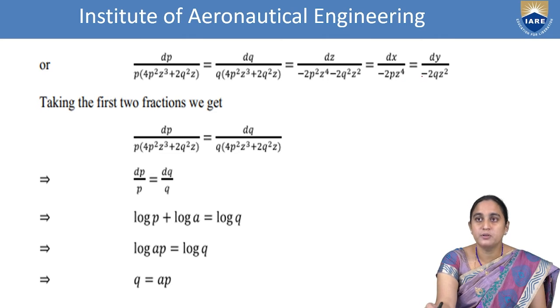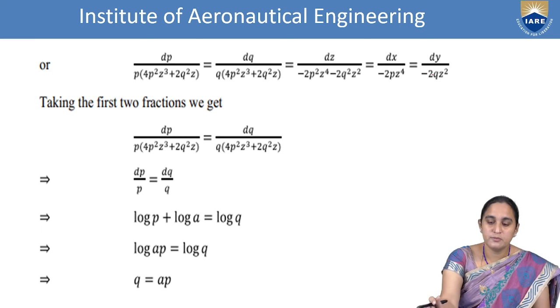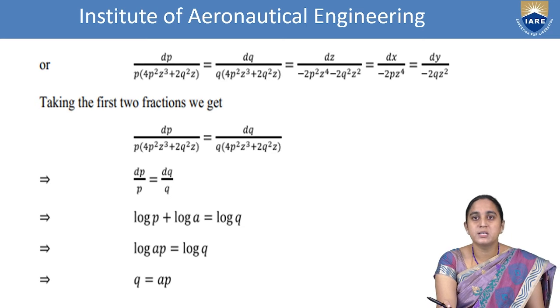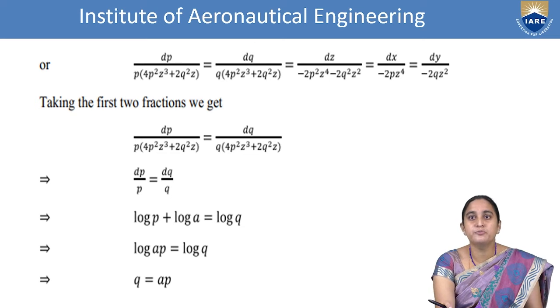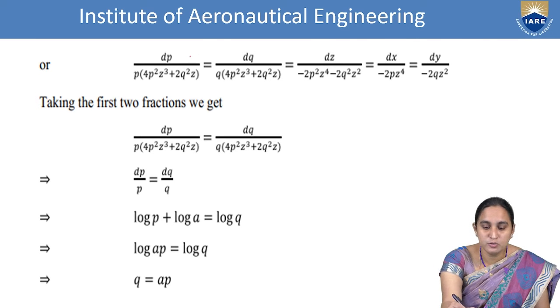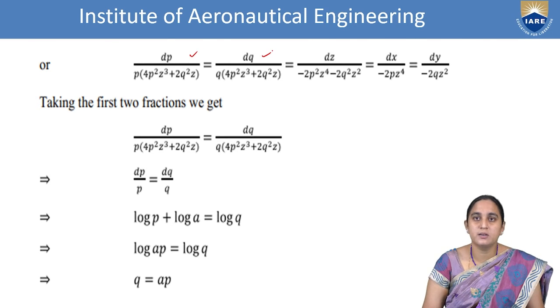This is equal to dy by minus dou f by dou q. After substituting that here, minus 2qz square. Therefore, this is the auxiliary equation. From that auxiliary equation, I'll equate any two fractions. Better to take the first two fractions from the auxiliary equations.